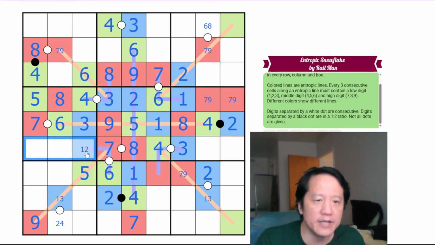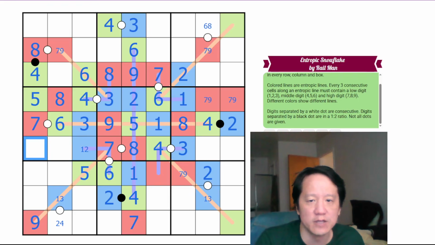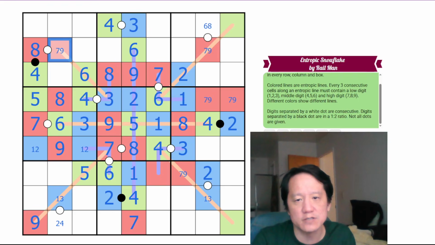That leaves the remaining digits in box 4 as 1, 2, and 9. But this can't be 9 because of 9 in the column, so this is low, which makes this 9 and a high. So that means 9 eliminates 9 here, so that's 7, which makes this 9. 9's consecutive only with 8, so that's 8. This is 7 then, which is 9.